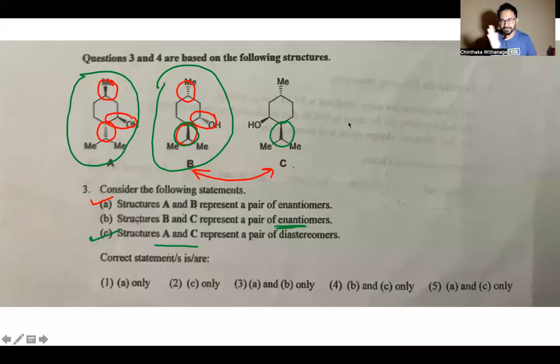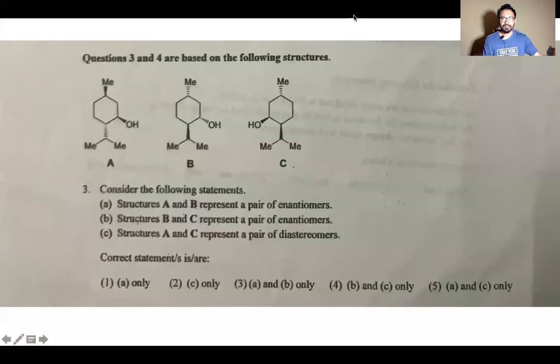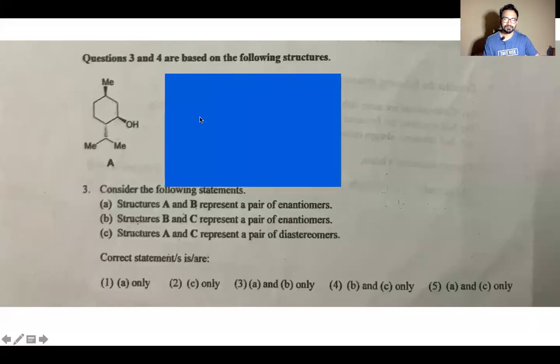Otherwise, we can draw the mirror images. But the thing is, with mirror images, the same pattern is not there. Mirror image is coming like this. If you are going to draw the mirror image of this one, it must be like this. Right. If you are going to draw the mirror image, it must be like that. It should be like this. So these two are also enantiomers.